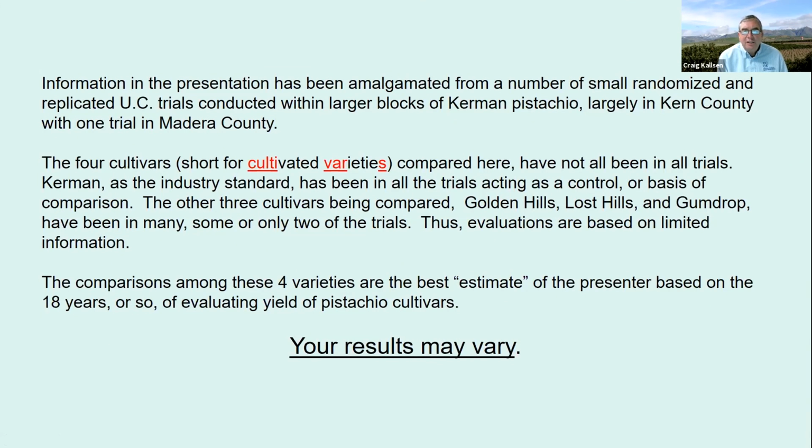So the information in this presentation largely has to do with trials conducted in Kern County and Madera County dealing with the UC released cultivars, which again are Golden Hills, Lost Hills, and Gumdrop as the females. We've only really been looking at 6 or 7 trials. It has been running a long time, but it's based on limited information. So what you're seeing in this presentation is my best estimate of how these things perform. Your results may vary.